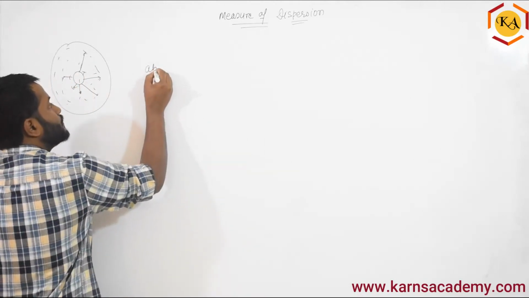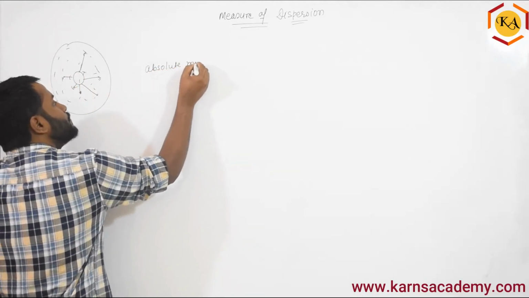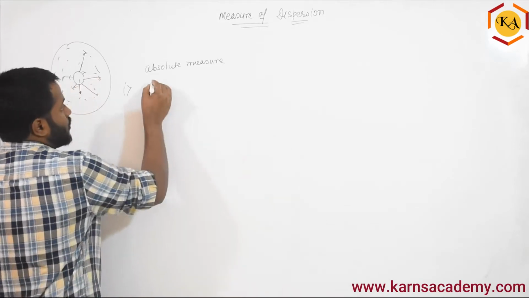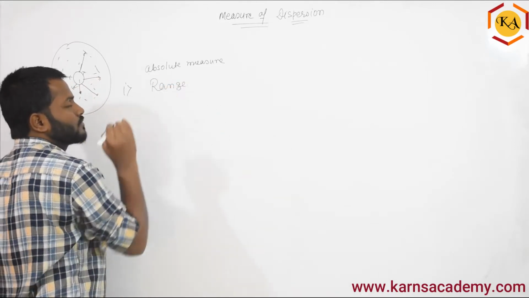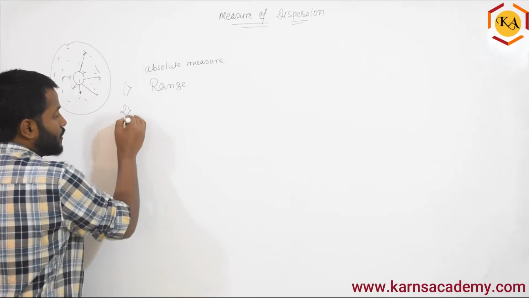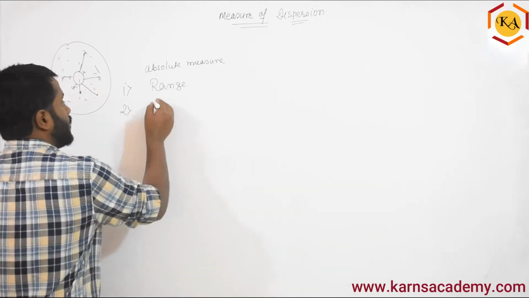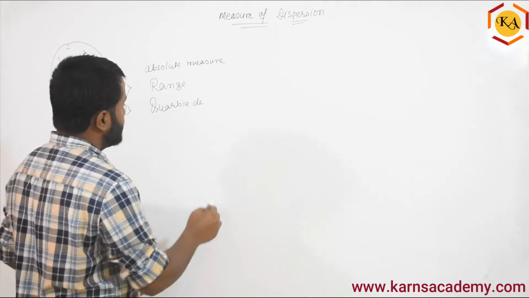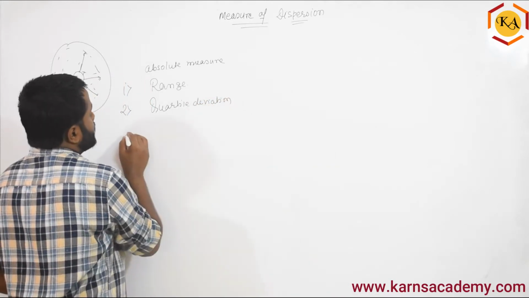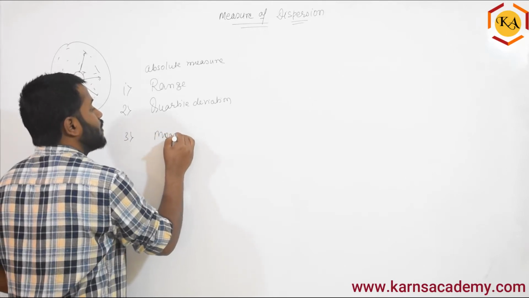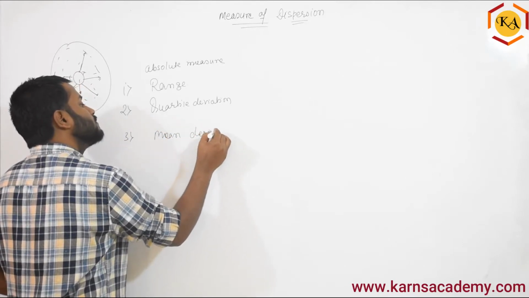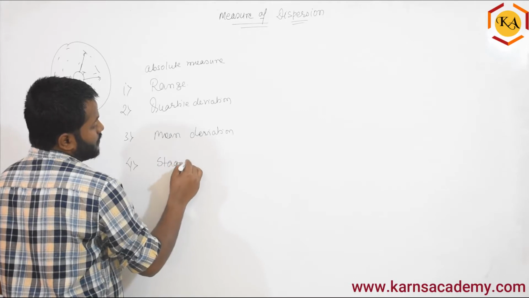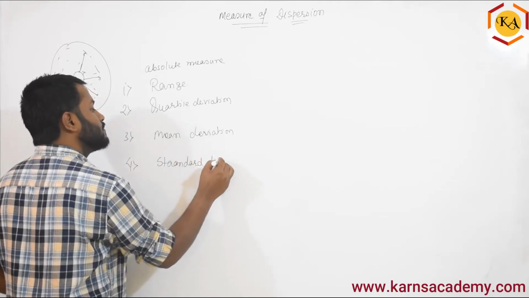So first we will talk about absolute measure. Under absolute measure, the first thing we will be talking about is the range. What is the range of the data? Similarly, next thing we will be talking about is quartile deviation. Okay. Next we will be talking about mean deviation. And the fourth thing we'll talk about, standard deviation.